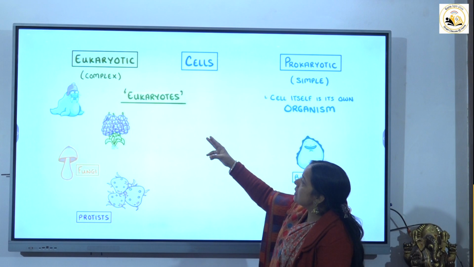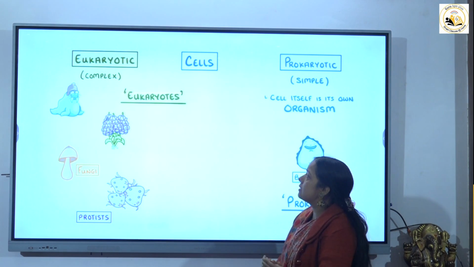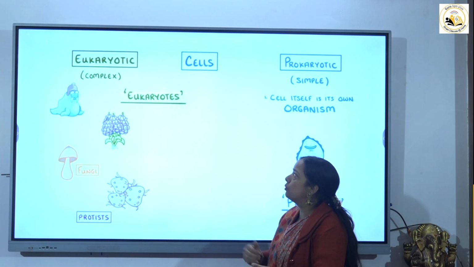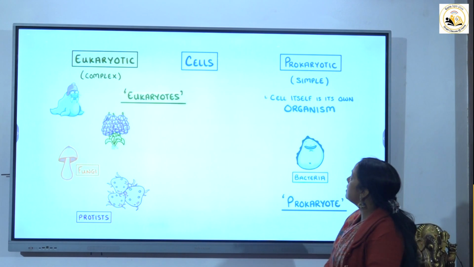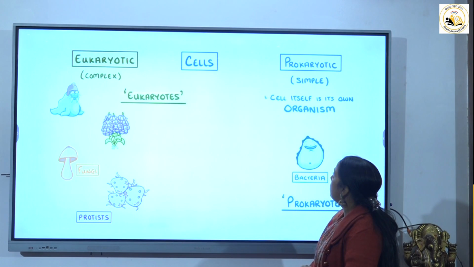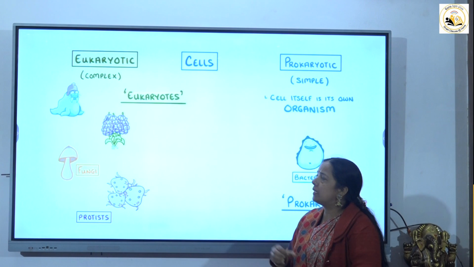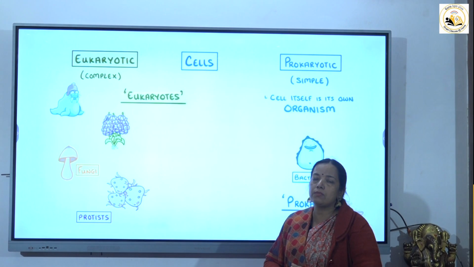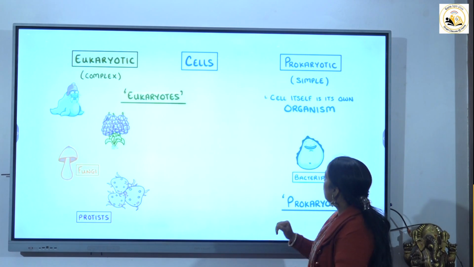There are two types of cells, eukaryotic cells and prokaryotic cells. Eukaryotic cells means cells that contain the true nucleus. Eu means true and karyote means nucleus. Prokaryotic means the organisms which contain primitive nucleus. They don't contain the true nucleus. Because in eukaryotes, the genetic material is present inside the nucleus, which is a well-developed, membrane-bound organelle, and in prokaryotes, there is no such nucleus present.